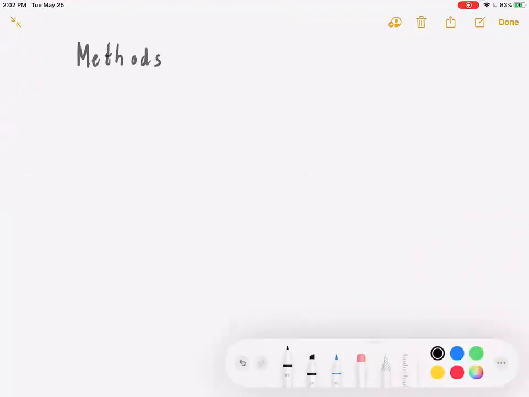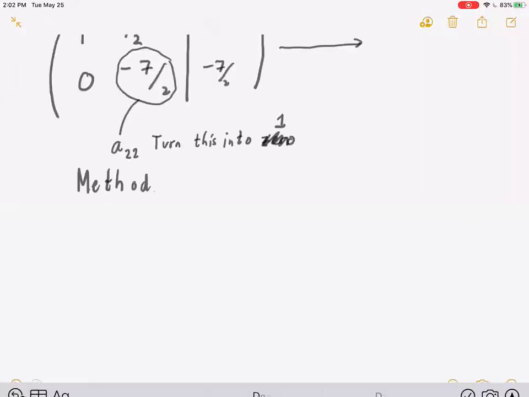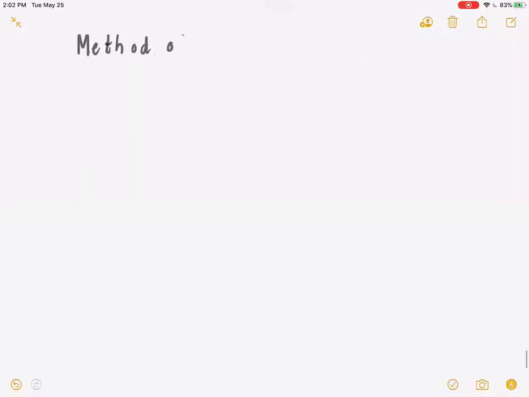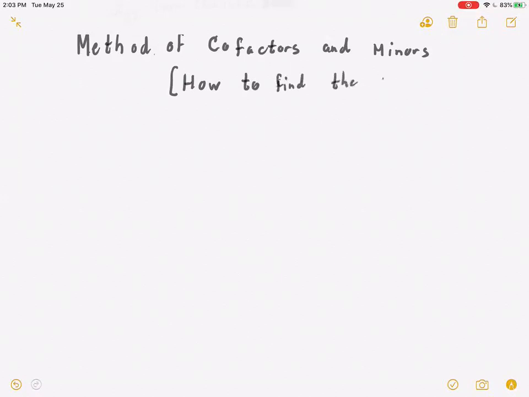Okay, so last time we were looking at a method called the method of cofactors and minors. And this method is a very easy way of calculating determinants. So this method answers the question, how do you find the determinant of a matrix?